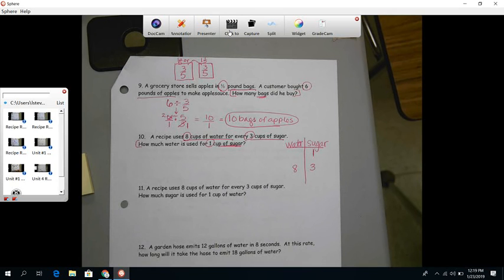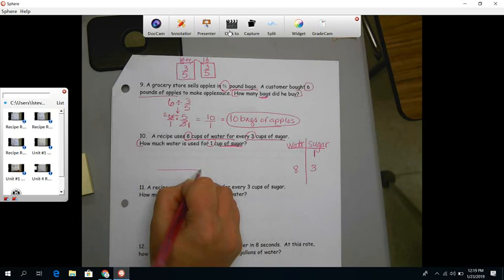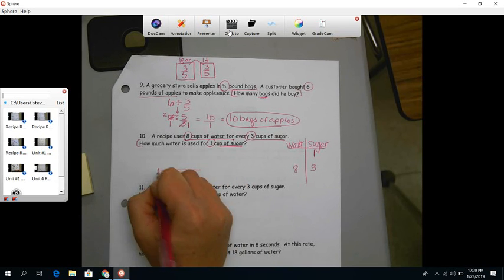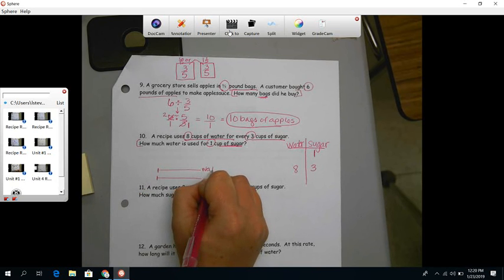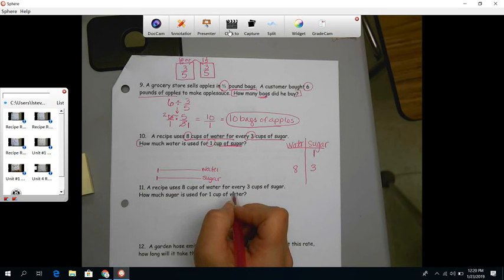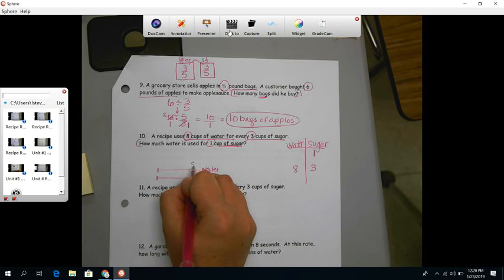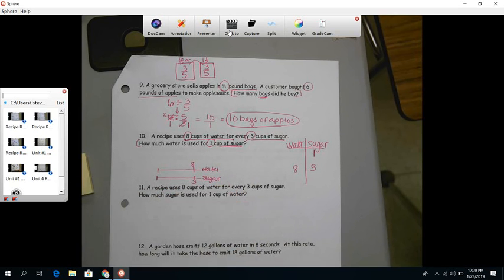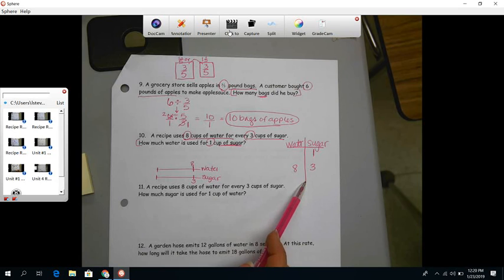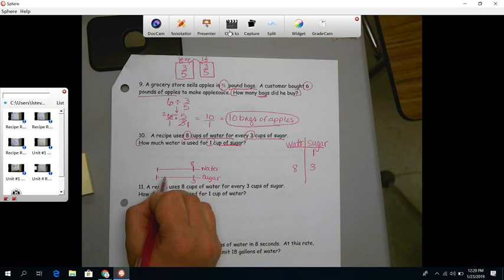So, here we go. For number 10, a recipe uses 8 cups of water for every 3 cups of sugar. I would suggest you make a T-chart, or you could draw yourself a double number line if you'd like, because I know some of you like to do the double number lines. If I did a double number line, I would have water on one, sugar on the other. All right, so we have 8 cups of water for every 3 cups of sugar. So I have it set up as my double number line as well as my T-chart over here.